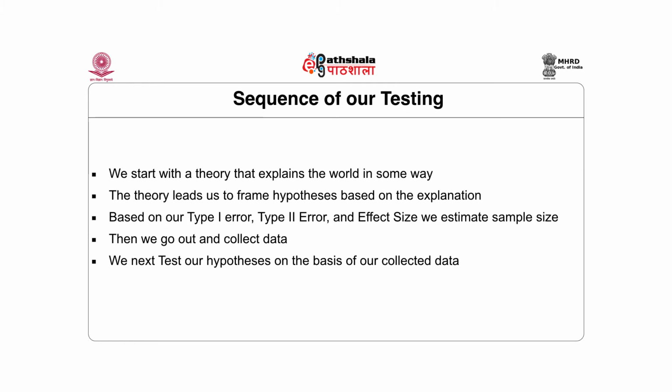So we start with a theory that kind of explains the nature of our world as best as it can. And a theory, which is the thesis, would lead to certain propositions, which we call hypotheses. We have already learned that there are a couple of ways in which we can state these hypotheses, one of which is known as the null hypothesis, the other is known as the alternative hypothesis.